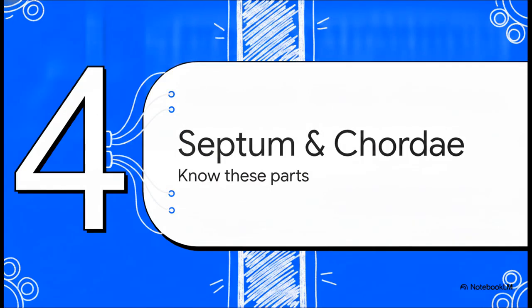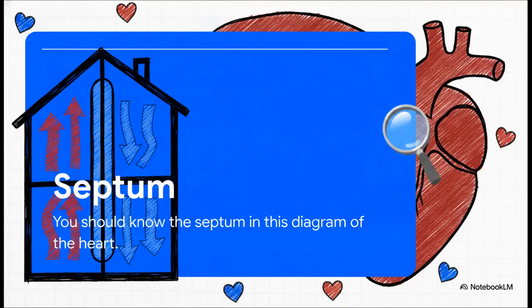Let's dive into section 4, heartstrings and septum. To keep this intense high-pressure system from literally collapsing in on itself, we have some serious heavy-duty structural reinforcements.